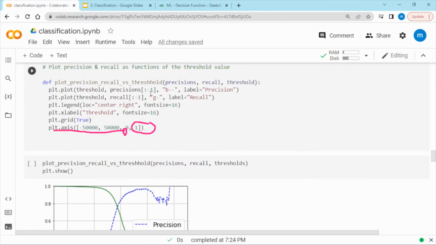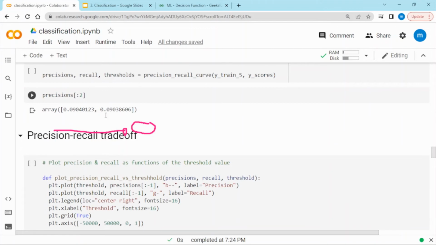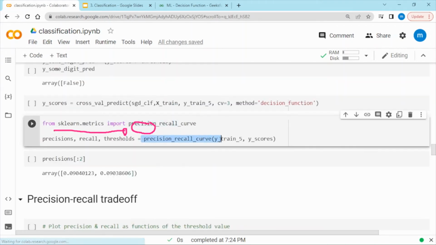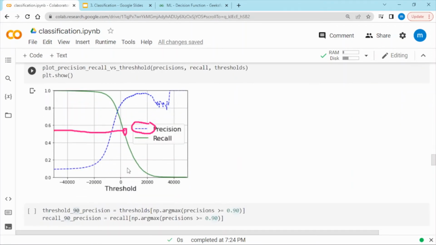This code will also give the threshold automatically using this precision recall curve, or you can decide with the graph as well.